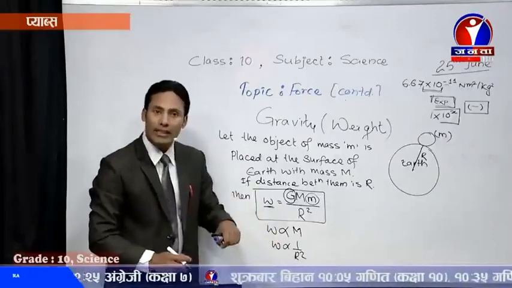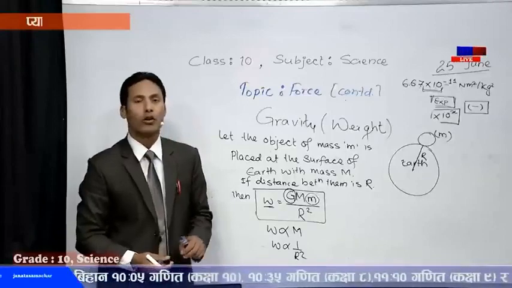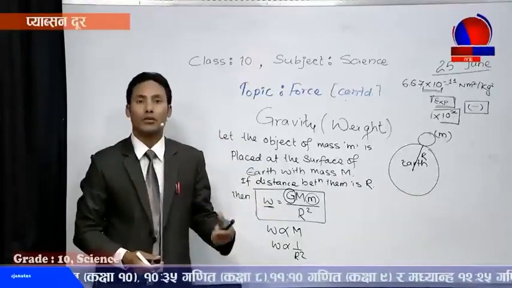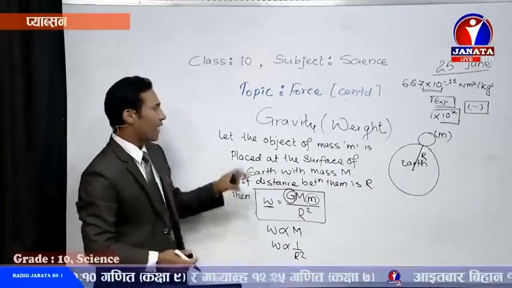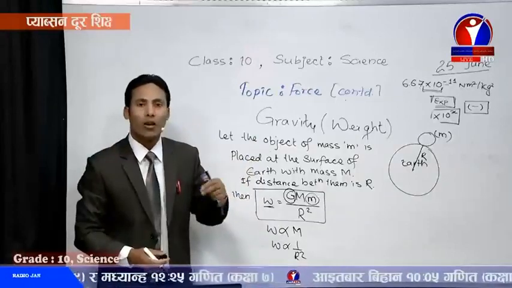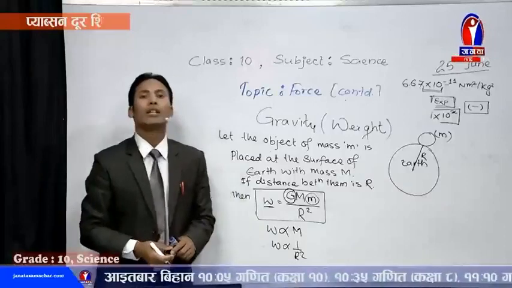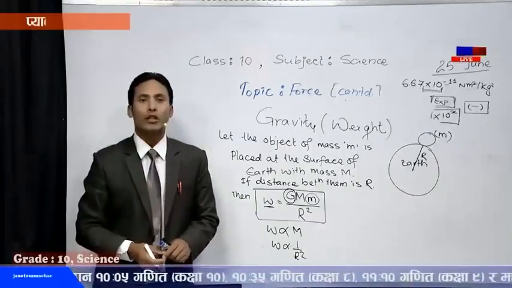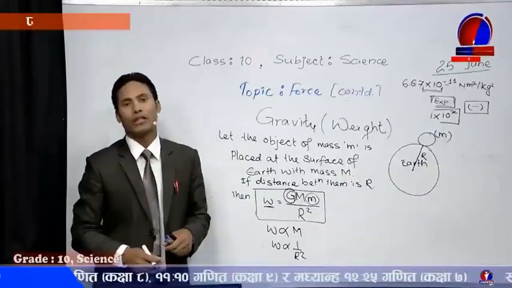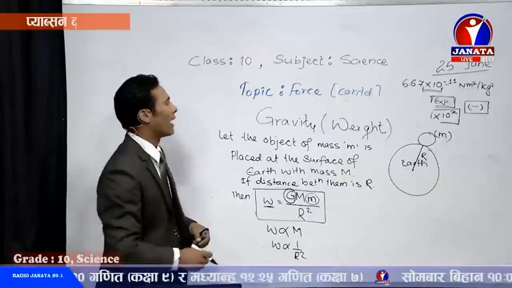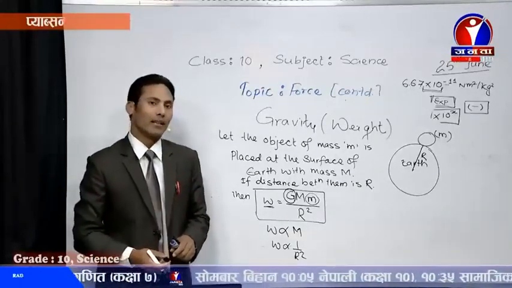Due to this reason, the weight of an object varies from place to place, or from one heavenly body to another. That's why the gravity of the moon is 1/6 of the gravity of the earth, because the mass of the moon is smaller, right? Similarly, the gravity of Jupiter is 2.5 times greater than the gravity of the earth, because the mass of Jupiter is 319 times greater than the mass of the earth.